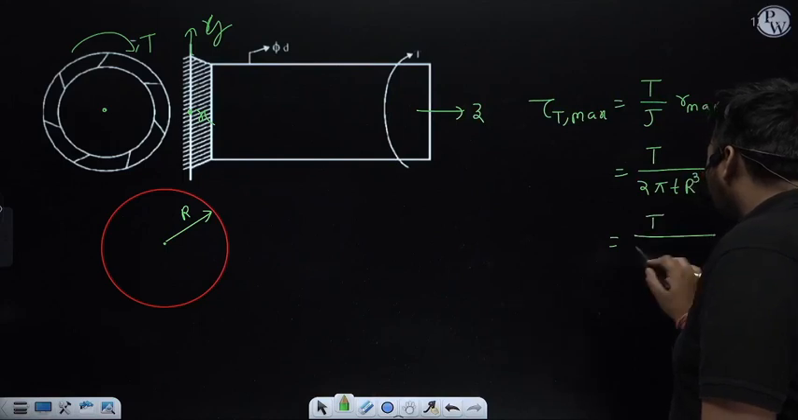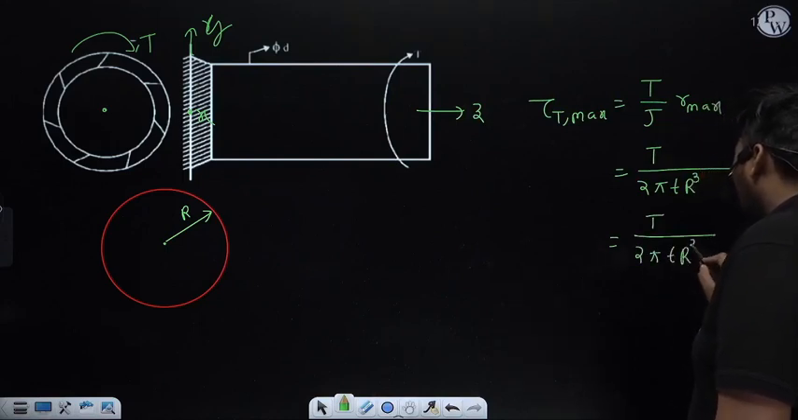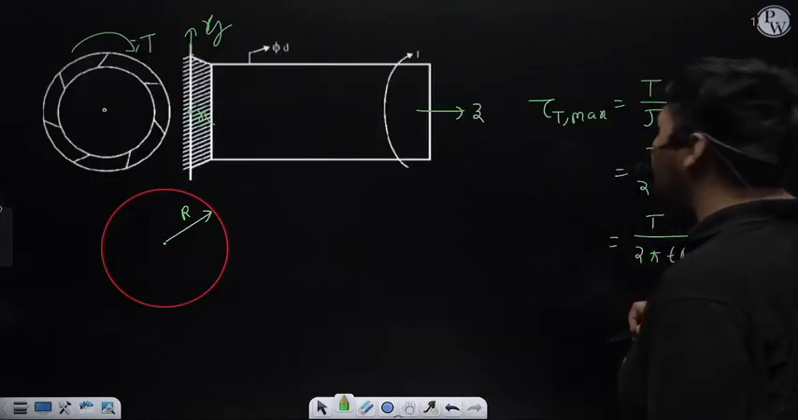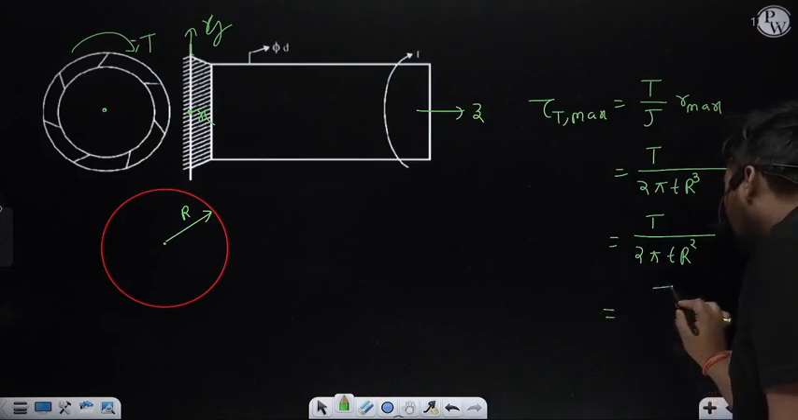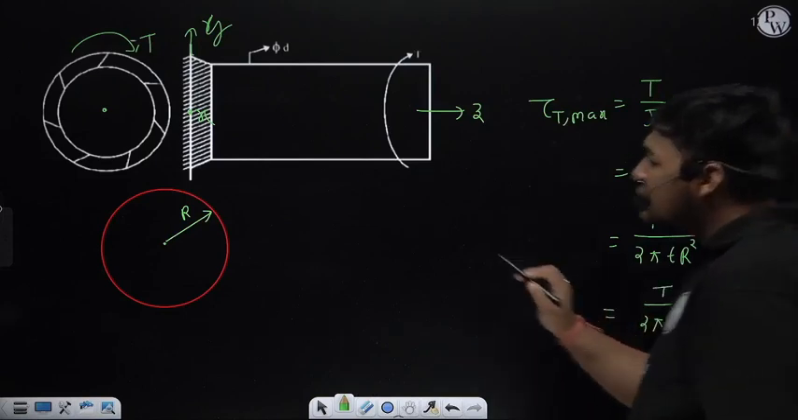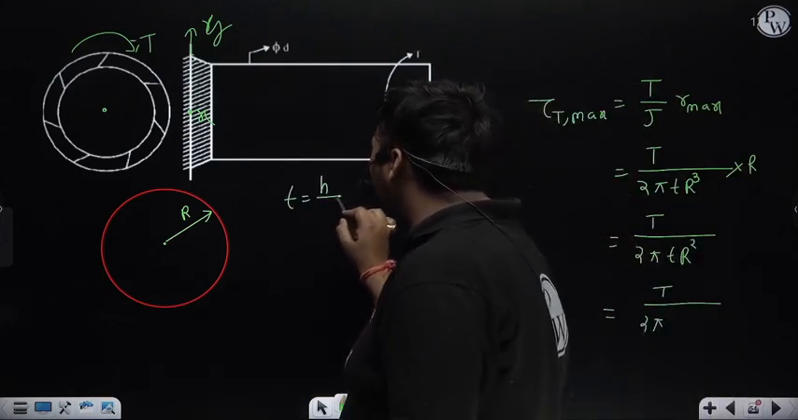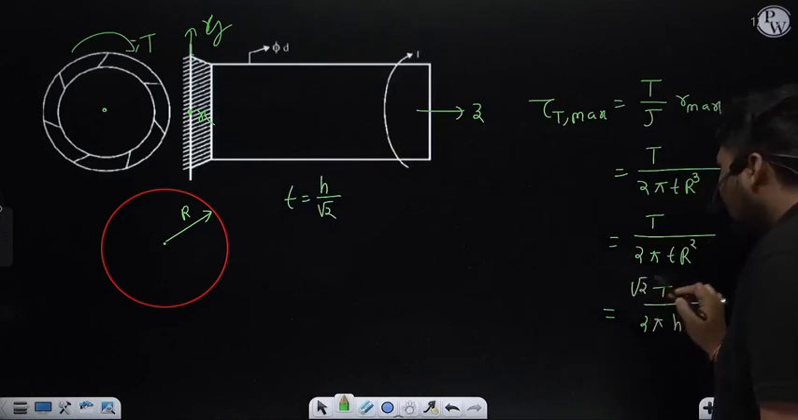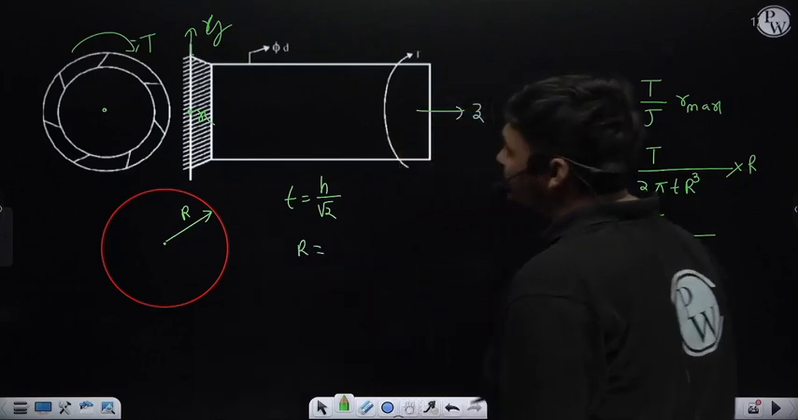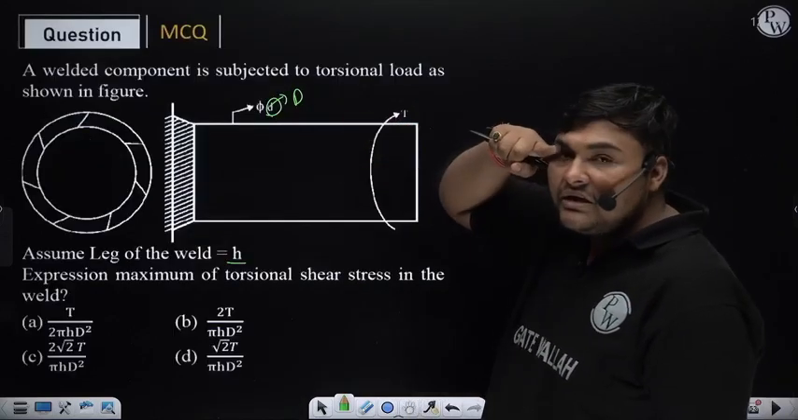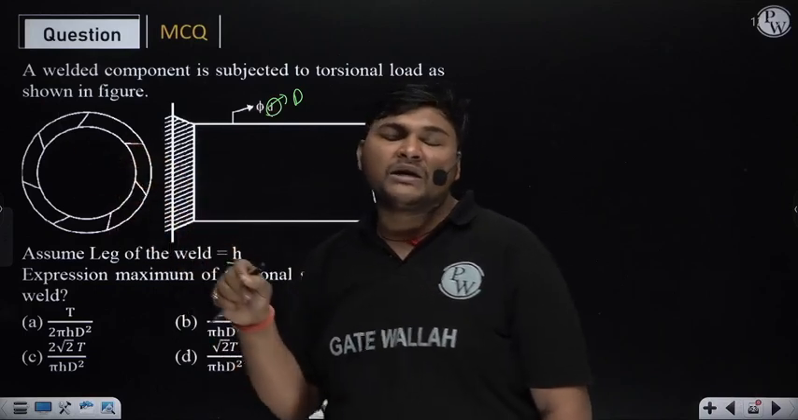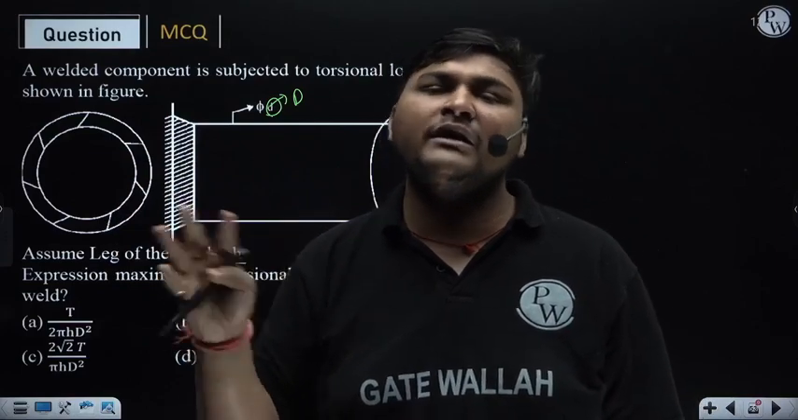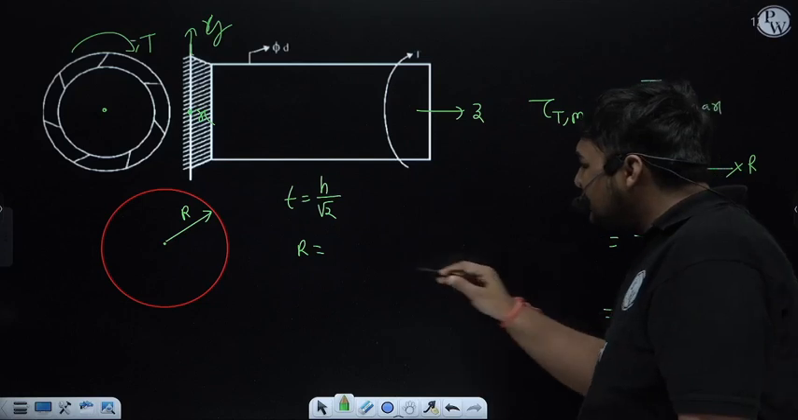So this formula will come as T upon 2 pi t R square. But the examiner is asking this formula in terms of the leg and diameter, because in the question the diameter and leg are given. So we have to modify this formula. T upon 2 pi t, and t is the throat, sorry. Now the throat is nothing but h by root 2, so we can replace the throat t by h by root 2. Root 2 will come to the top side. Now R is the radius, and R will be the diameter divided by 2. If the diameter of this shaft is D, the diameter of this circumferential fillet weld will also be D. It will be the inner diameter, but right now inner, outer or mean diameters are all nearer to each other. So the radius will be D by 2.